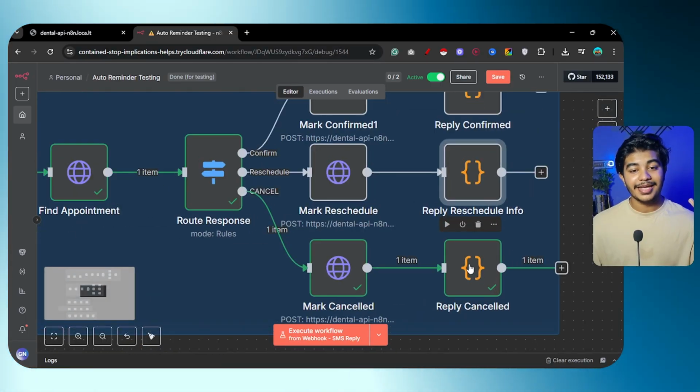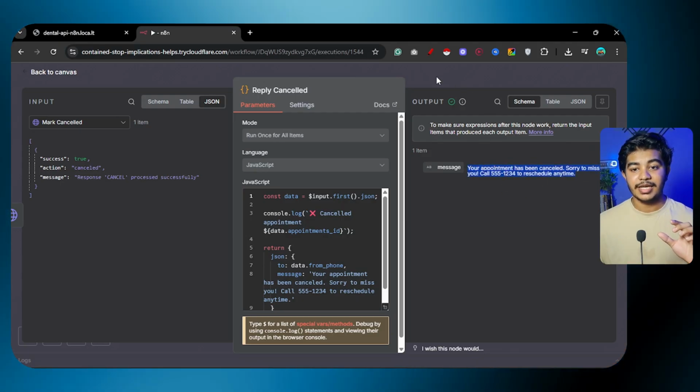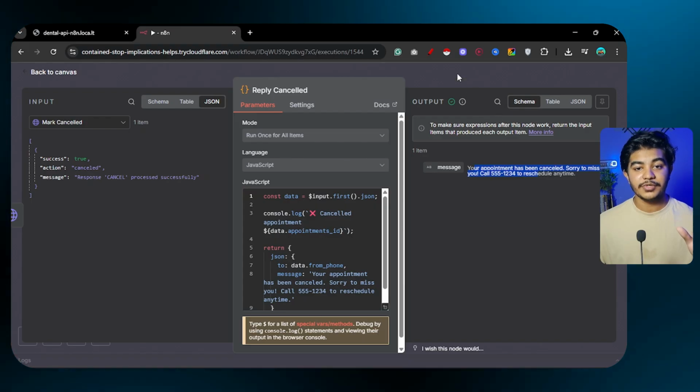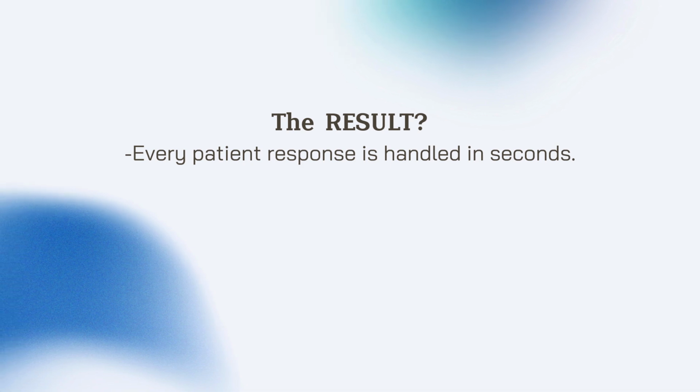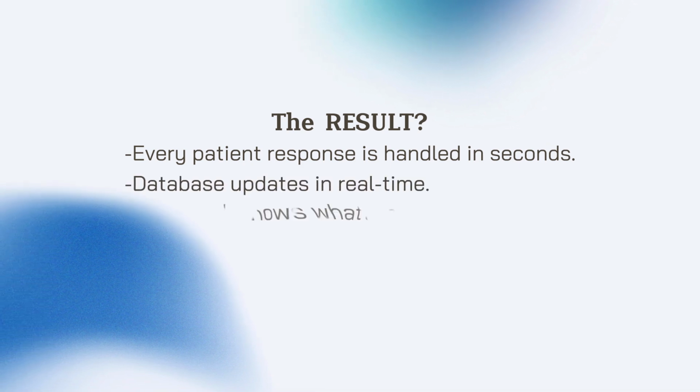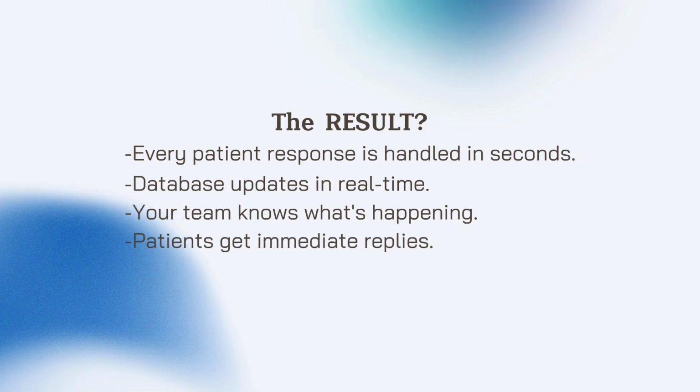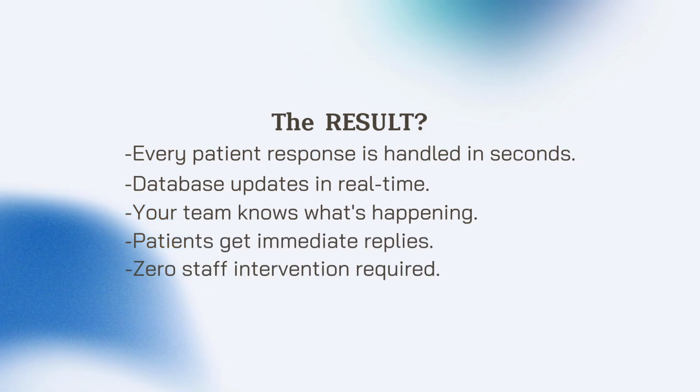Path 3, cancellation. Patient wants to cancel. The appointment gets marked as cancelled and they receive, your appointment has been cancelled. Sorry to miss you. Call the office number to reschedule anytime. Professional, tracked, automatic. Every patient response is handled in seconds. Database updates in real time. Your team knows what's happening. Patients get immediate replies. Zero staff intervention required.